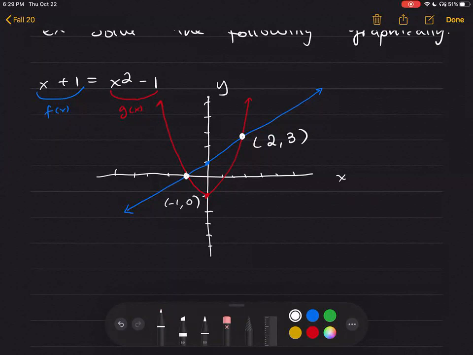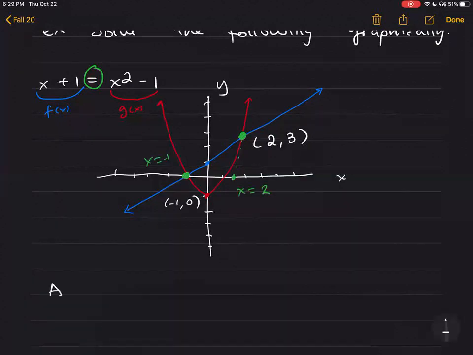So if we want to solve when these are equal, we're going to look at the points that they cross. So the first point is right here. The second point is right here. And if we drop this down, that's at x equals 2. And this one is at x equals -1. So the answer to this equality is x equals -1 and x equals 2.